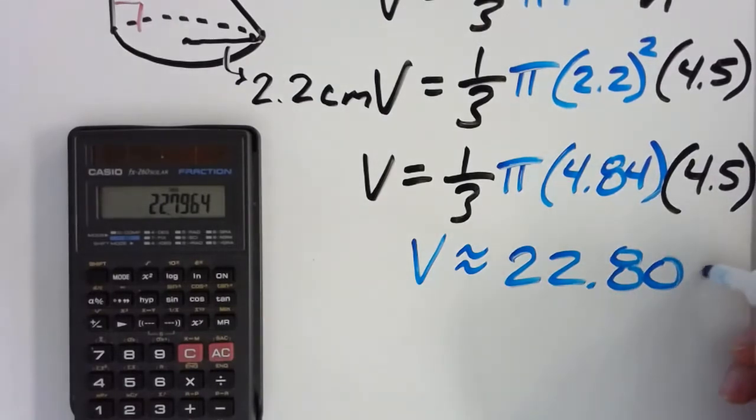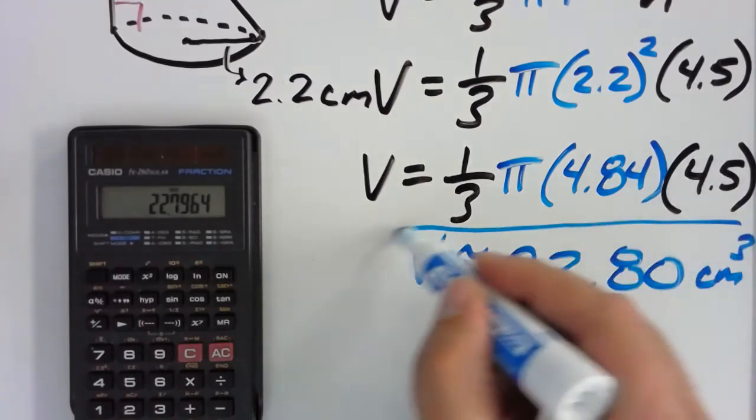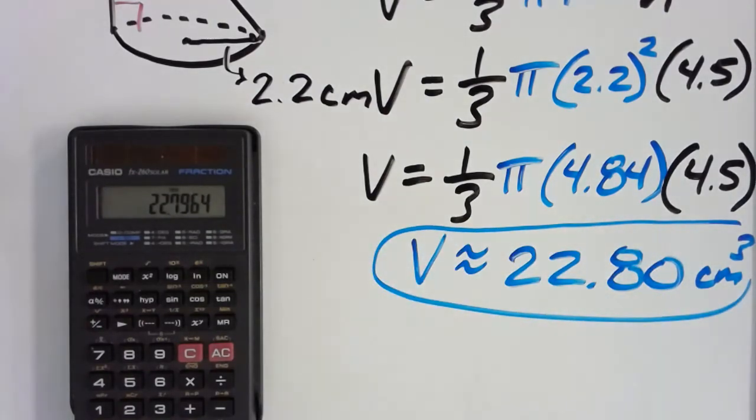Units here were centimeters, and the fact that it's a volume, it's cubic centimeters. That piece right there will be given to you on Big Ideas. So you'll just have to solve for the number. There's the volume of this cone.